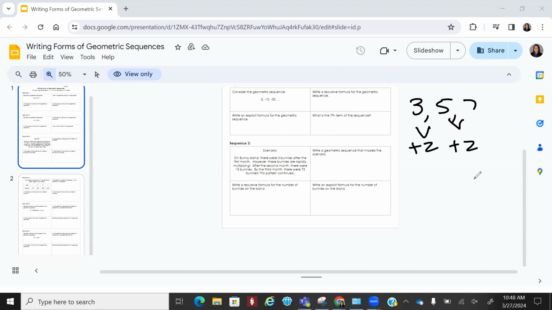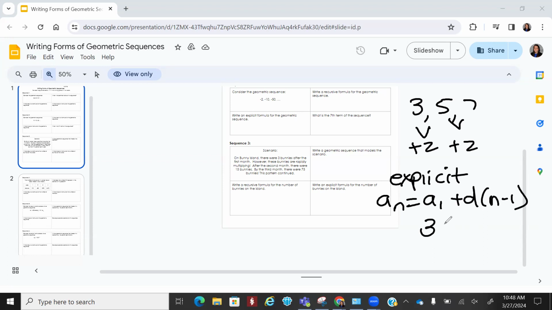Look at the board. Yeah, you can. So explicit, the formula looks like this: a sub n equals a sub 1 plus d times n minus 1. What are we going to plug in? What can we plug in? 3. Okay, so what is our initial? 3. And then what is our common difference? What are we going up by? 2. And then leave everything else the same.